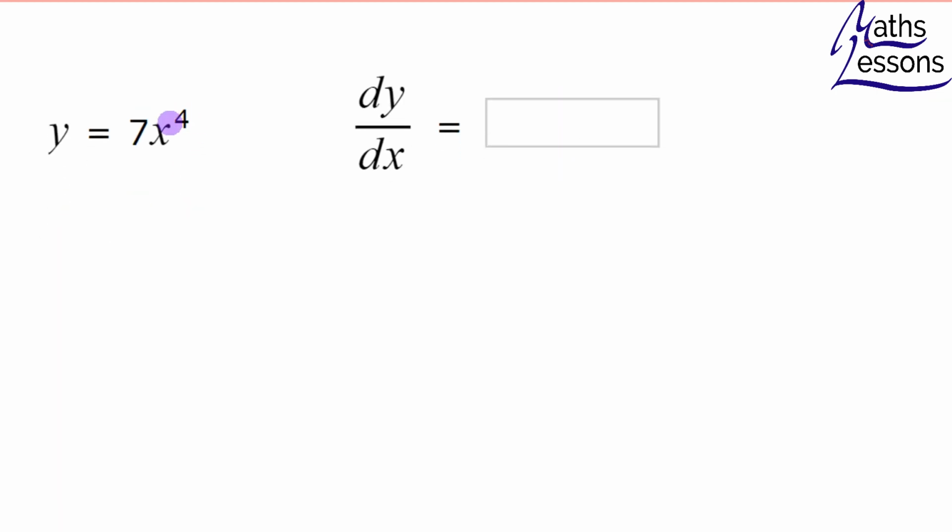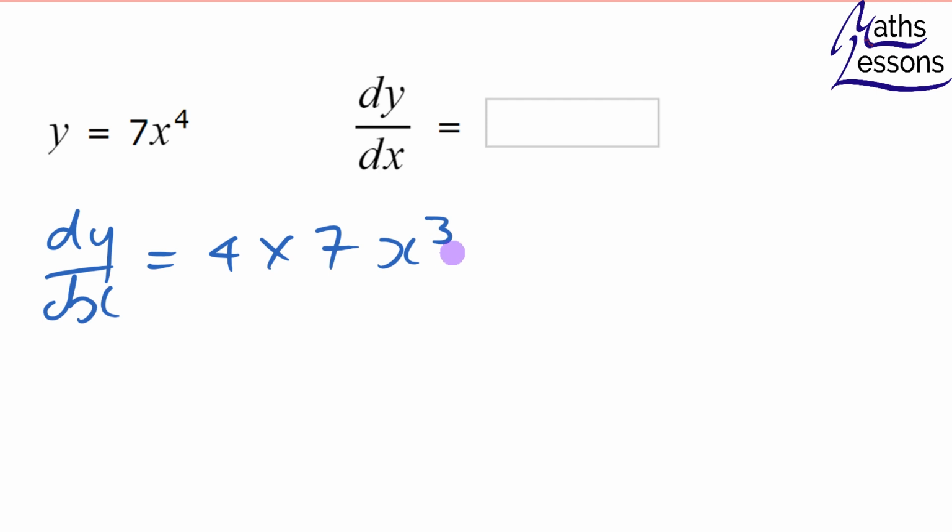Now we get into our rule: times by the power, take 1 off the power. So we times by the power first. So if we differentiate, we get 4 times 7. Take 1 off the power gives me 4 times 7x cubed. So 4 times 7 is 28x cubed, which is our answer.